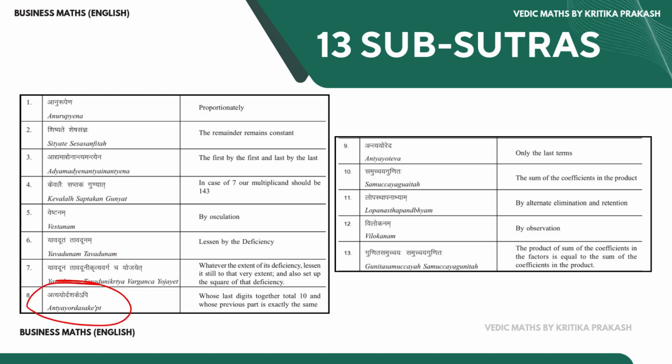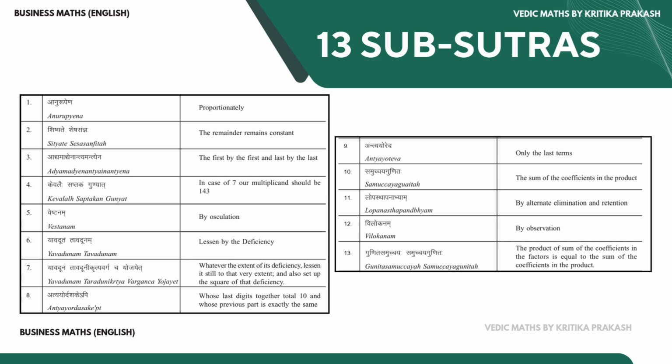Eighth sutra is representing whose last digits together total 10 and whose previous part is exactly the same. Ninth sub-sutra is representing only the last term. 10th sub-sutra is representing the sum of the coefficients in the product. 11th one is representing by alternate elimination and retention. 12th one by observation, and 13th one, the product of the sum of coefficients in the factor is equal to the sum of coefficients in the product.